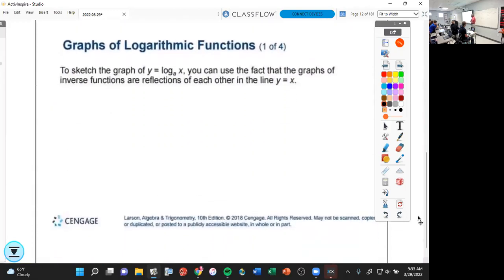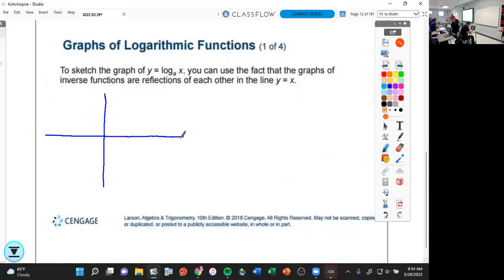There's quite a few. To sketch the graph of y equals log base a of x, you can use the fact that the graphs of inverse functions are reflections across the line y equals x. So yesterday we talked about exponential functions, right? What does an exponential function look like? It's down here, and they all go through this point 0, 1, and then they take off, right? What would that look like if I reflected it across that line?